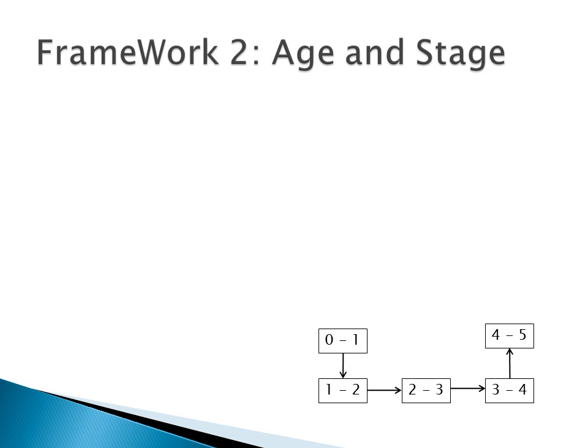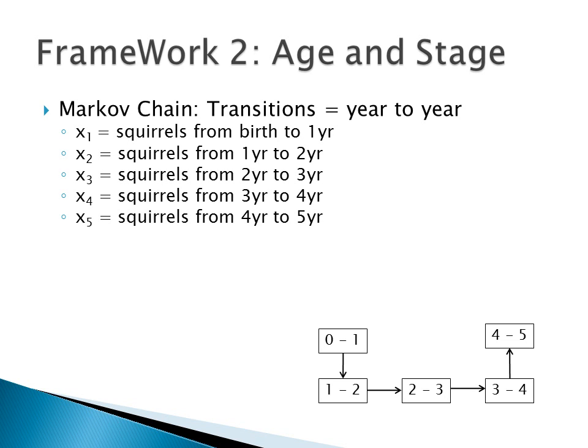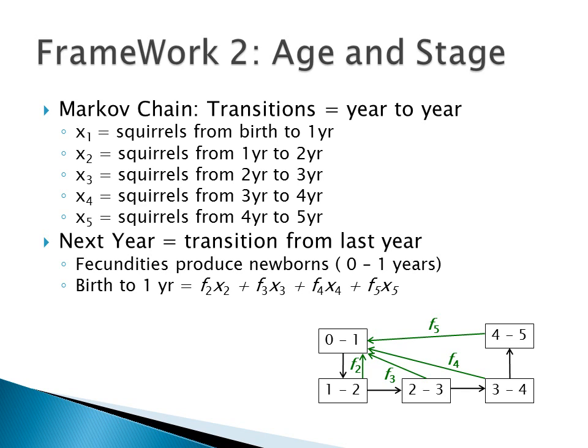So here is our 5-year cycle again. We're going to have variables: x1, squirrels that are from birth to 1 year, so x1 for the 0 to 1, x2 for 1 to 2, x3 from 2 to 3, so on and so forth. Next year is a transition from the current year. So fecundities are what produces newborns. So the fecundities will be F2, F3, F4, and F5 for the x2, x3, x4, and x5.